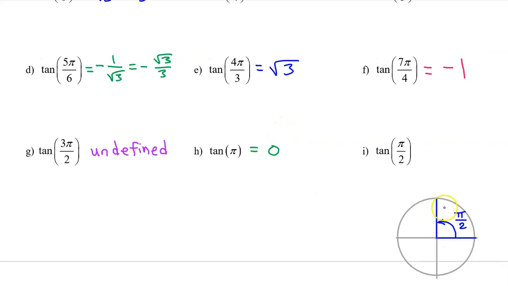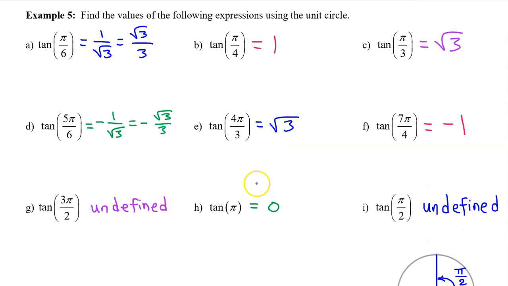The terminal side of pi over 2 once again lands right on the y-axis. Since this terminal side is vertical, the slope is undefined. So the tangent of pi over 2 is undefined.